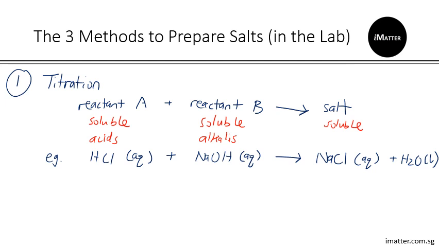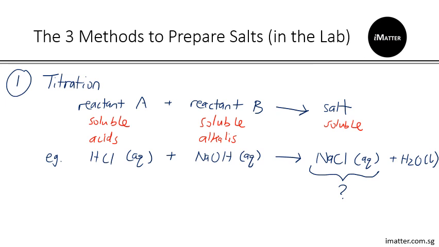Now, here you have a slight problem. Everything is soluble. How are you going to extract your salt, sodium chloride? And in fact, everything is colorless as well. So basically, you start mixing your reactants colorless, and you end up with a colorless product.